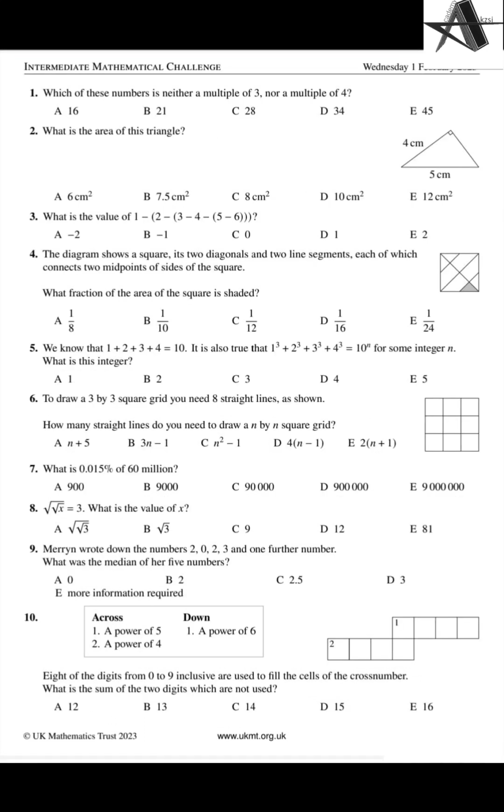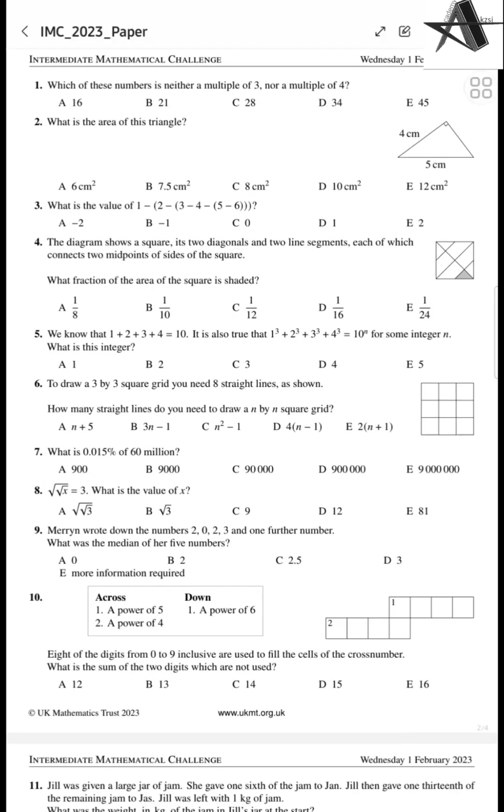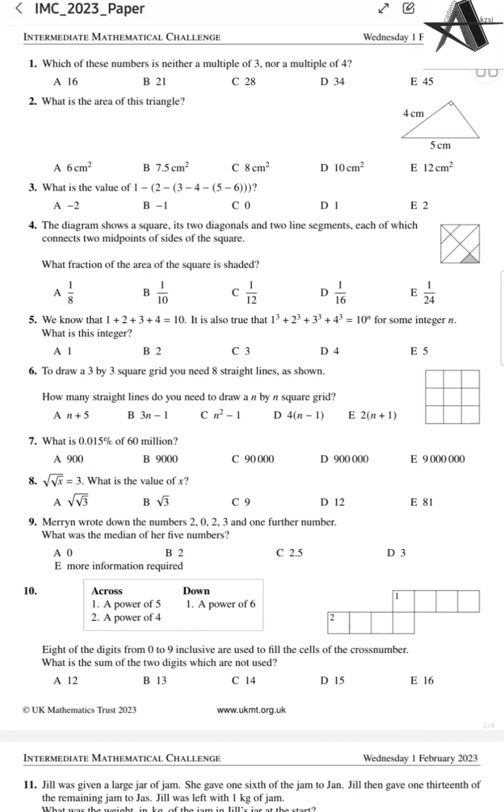It's Wednesday, 1 February 2023. It's a 2023 paper. You can clearly see the time allowed is 60 minutes. So there are 25 questions that you have to complete in 60 minutes, that is, in 1 hour. As you can see in this paper, question 1 is very simple, right? But as you move downwards, you will find harder and harder questions. So let me start with the first one.